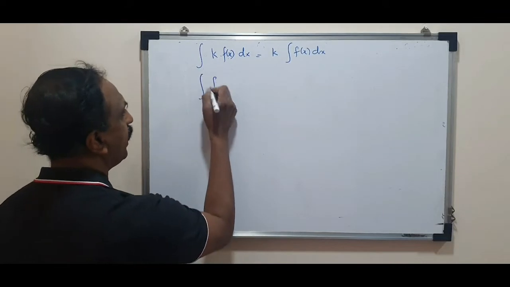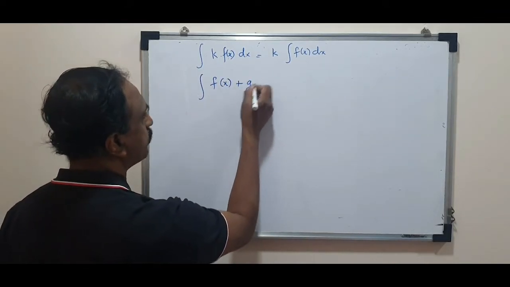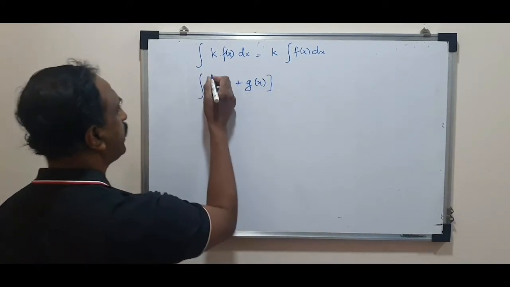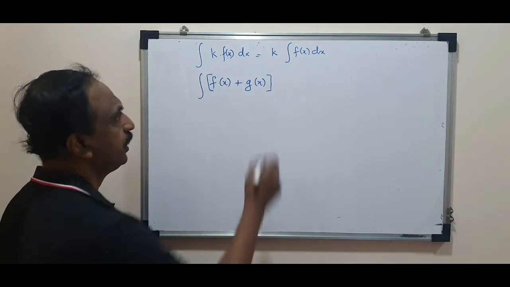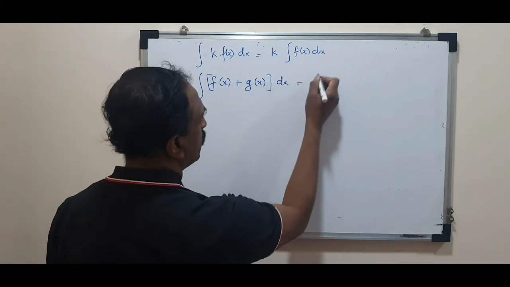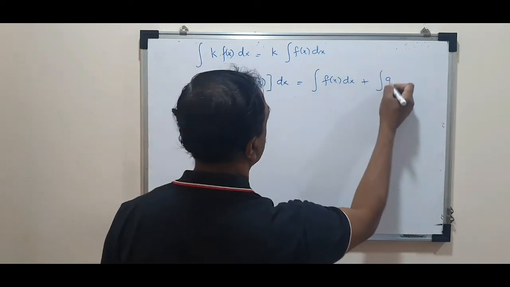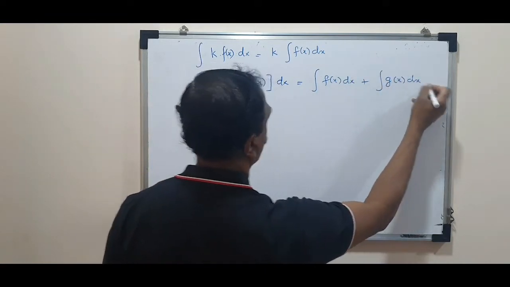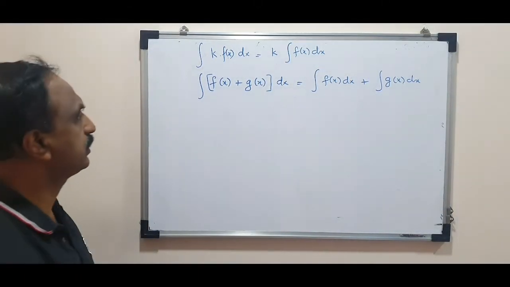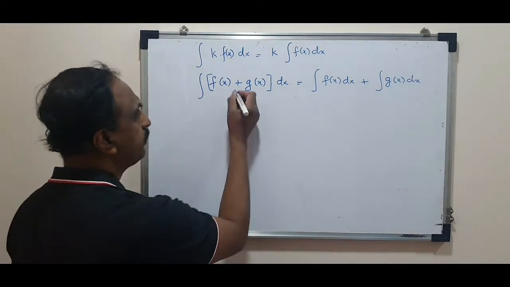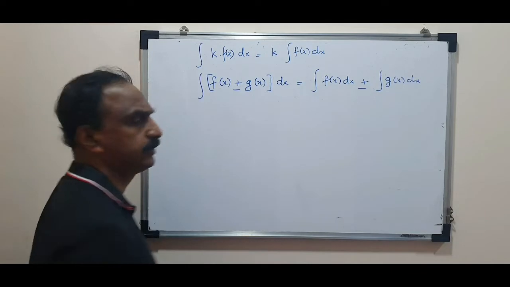Okay, now we come to the case where there are two functions connected by a plus sign. Let's say I have f of x plus g of x. How to integrate when there's a plus sign? Naturally, integrate the function f of x plus integrate the function g of x. It's the usual method, like the derivative, there's no change in it. Even if it is a minus sign, the same formula holds good.